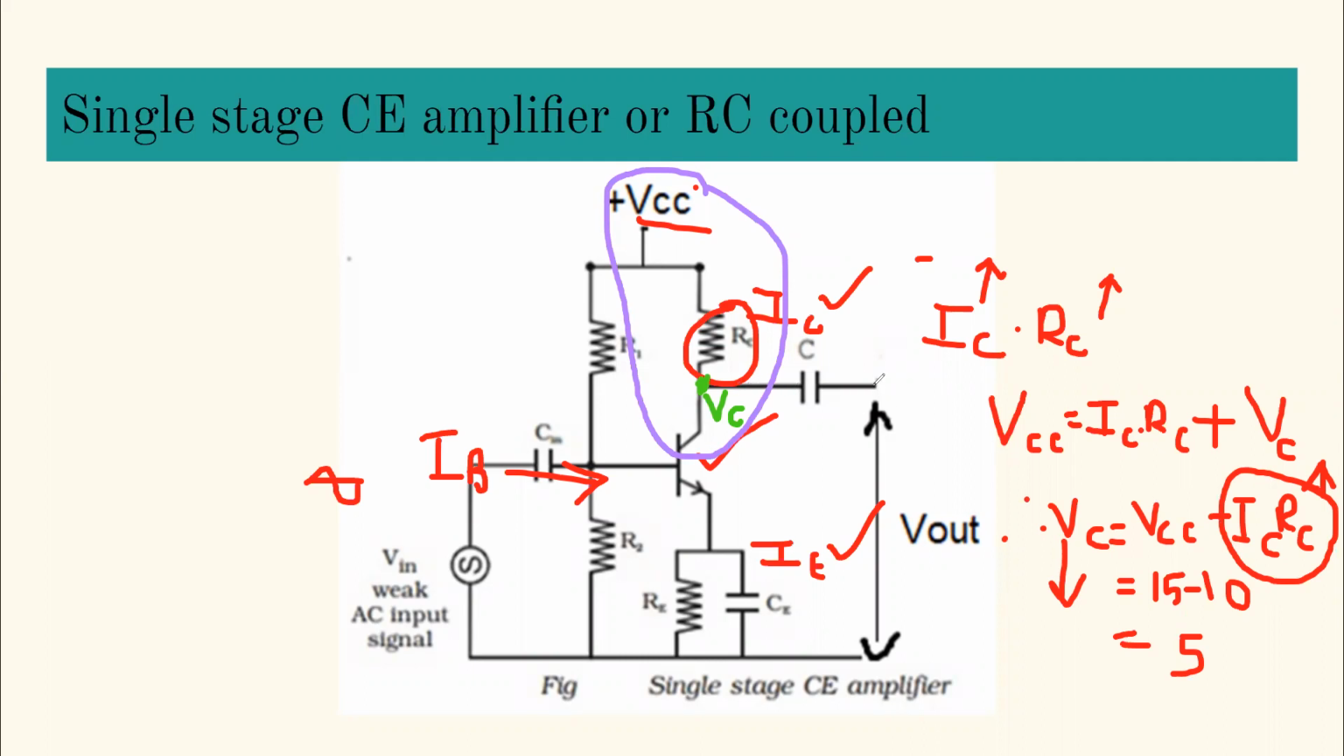and output is taken across VC, across the collector and ground. Hence, it will come in with 180-degree phase shift, something like this. Okay, that means when it is positive half cycle, you are getting at the output a negative half cycle. Okay, this is the most important point of a CE amplifier. You get 180-degree phase shift.